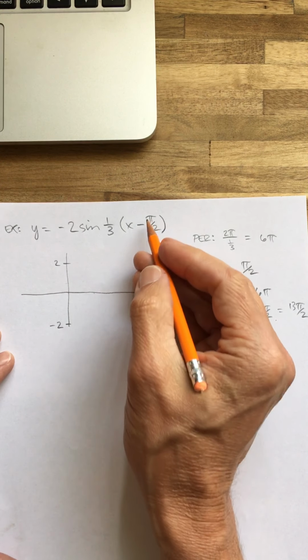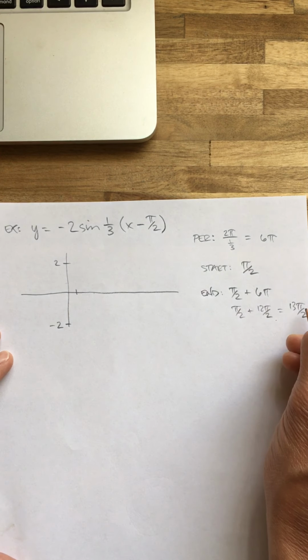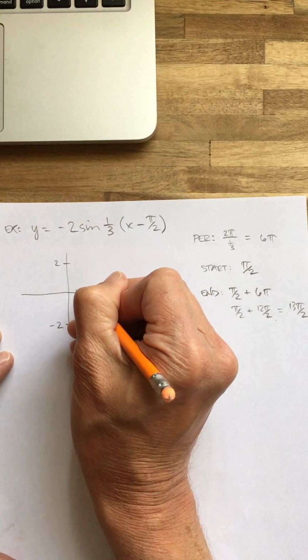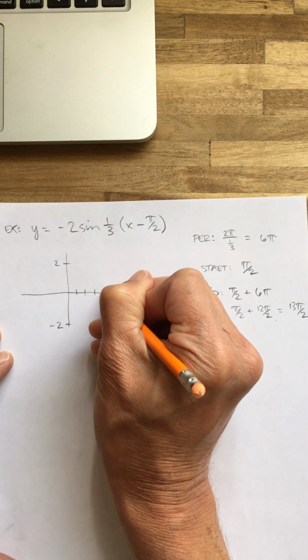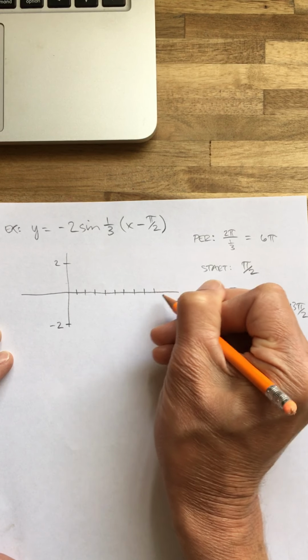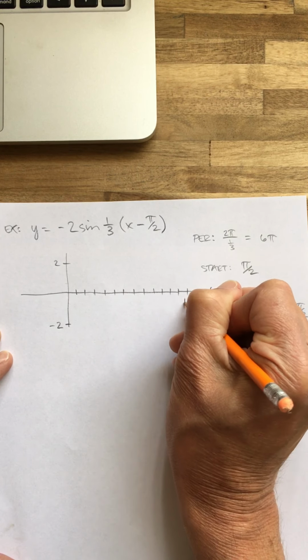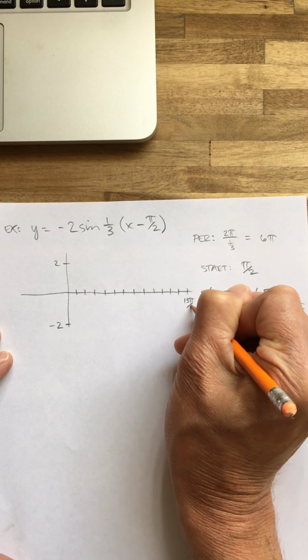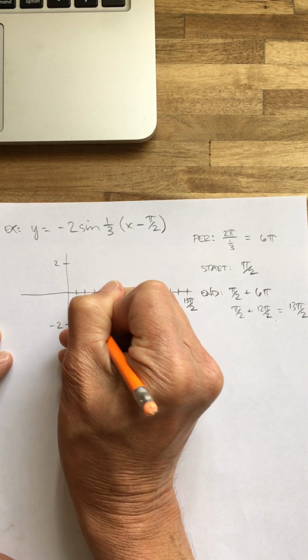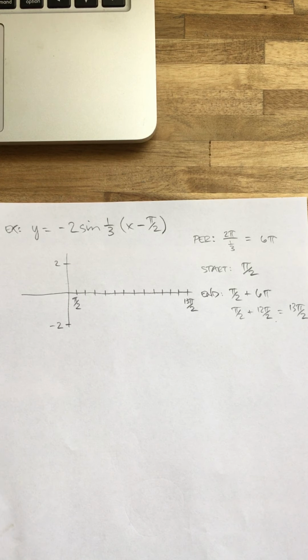I'm starting at positive pi/2, so there's 1 pi/2, going all the way to 13 pi/2. So 1, 2, 3, 4, 5, 6, 7, 8, 9, 10, 11, 12, 13 pi/2. We made it to 13 pi/2, and here's pi/2. So far, basically, it looks good.